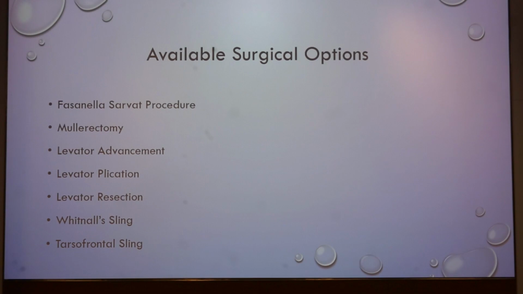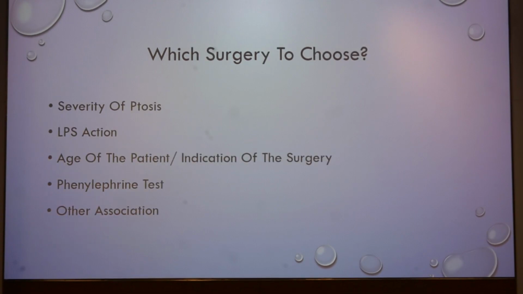So these are the available surgical options in general for ptosis, but for most pediatric patients, we need either levator surgery or tarsofrontal sling. So which surgery do we choose? Depends on the severity of the ptosis, LPS action, age of the patient, and if you are planning for amblyopia correction or as a cosmetic correction. And obviously other associations like MED need to be tackled before going for ptosis surgery, because we need to take care of the Bell's phenomenon before we actually go and touch the eyelid.